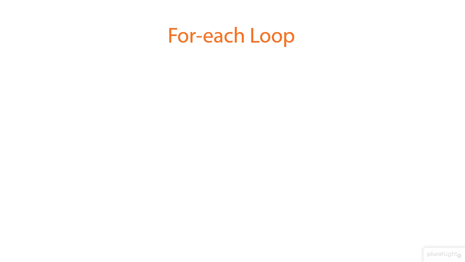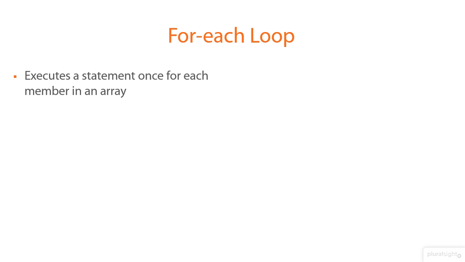One of the most convenient ways to walk through the members of an array is the for each loop, also known as an enhanced for loop. What it does is take care of executing the statement within the loop once for each member in the array.